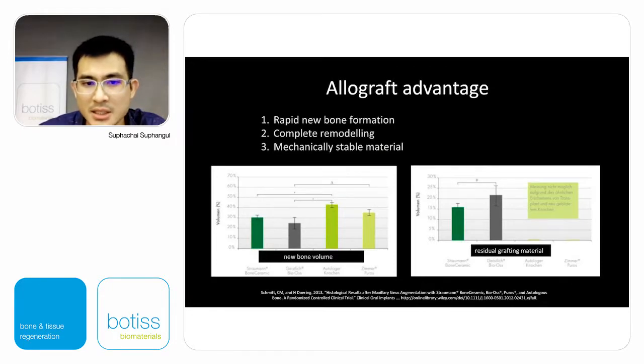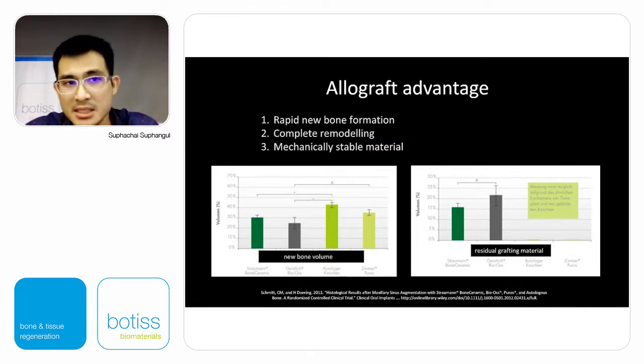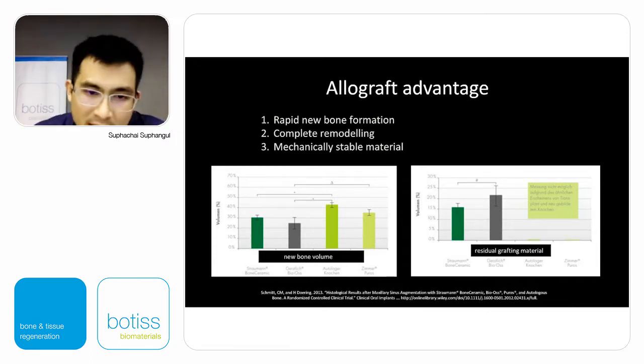And in this research from Schmidt, you can see that if we use the Allograft, all of the residual bone graft is gone after 6 months and replaced with new bone, with complete remodeling. However, because of the replacement with new bone, if you use only allograft in a big defect, we will lose some volume also. That's why, in my experience, I always mix the allograft with the Xenograft to get regeneration of new bone and get the volume stability from the Xenograft.